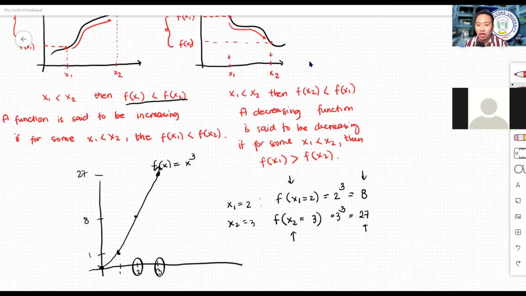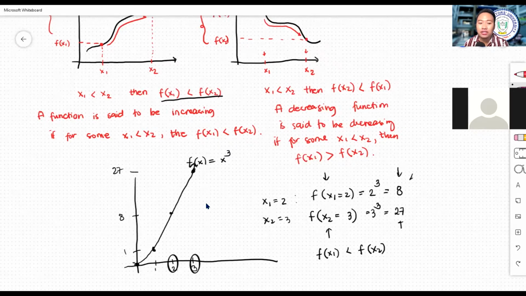Which one is bigger? Is it f of x sub 1 or f of x sub 2? Or which one is lesser? The value that is lesser is actually f of x sub 1, because f of x sub 1 is just equal to 8, and f of x sub 2 is equal to 27. So it clearly shows that this function f of x equals x cubed is an example of an increasing function. Okay? Question so far?